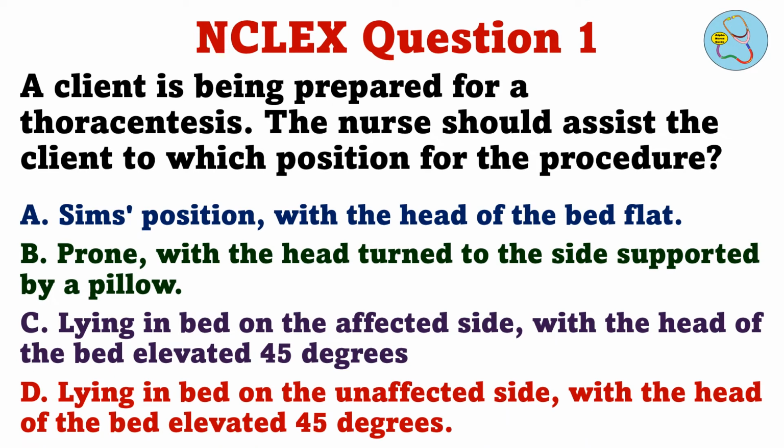Question 1. A client is being prepared for a thoracentesis. The nurse should assist the client to which position for the procedure? A. Sims position, with the head of the bed flat. B. Prone, with the head turned to the side, supported by a pillow. C. Lying in bed on the affected side, with the head of the bed elevated 45 degrees. D. Lying in bed on the unaffected side, with the head of the bed elevated 45 degrees.